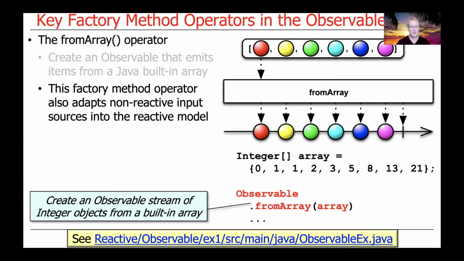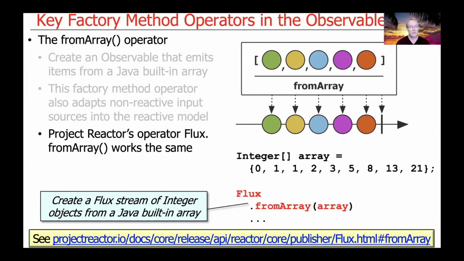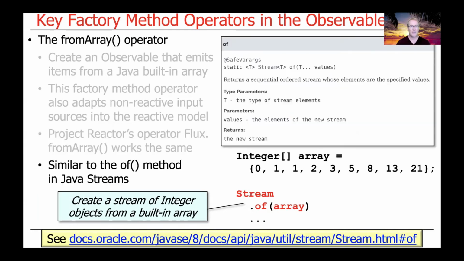Here's an example we'll also take a look at later in this particular lesson, where we use observable fromArray to create an observable stream of integer objects from a built-in array of integers. Project Reactor has a Flux fromArray operator that works the same. Once again, here we use Flux fromArray to create a Flux stream of integer objects from a Java built-in array.